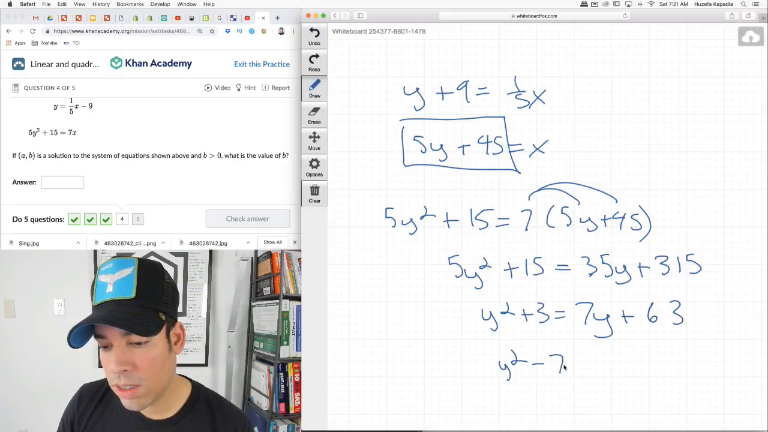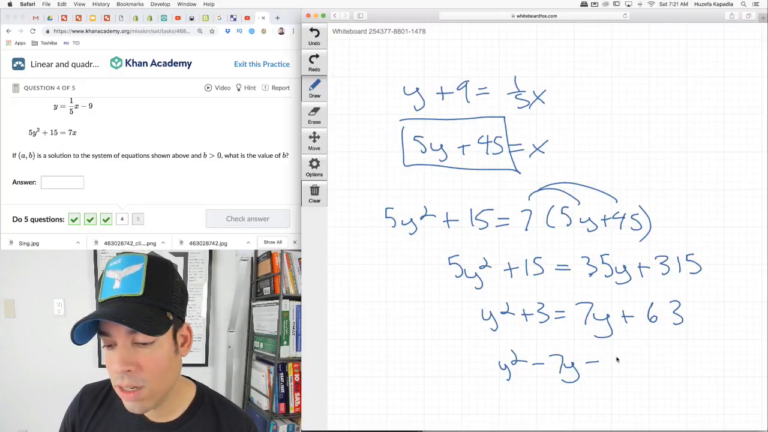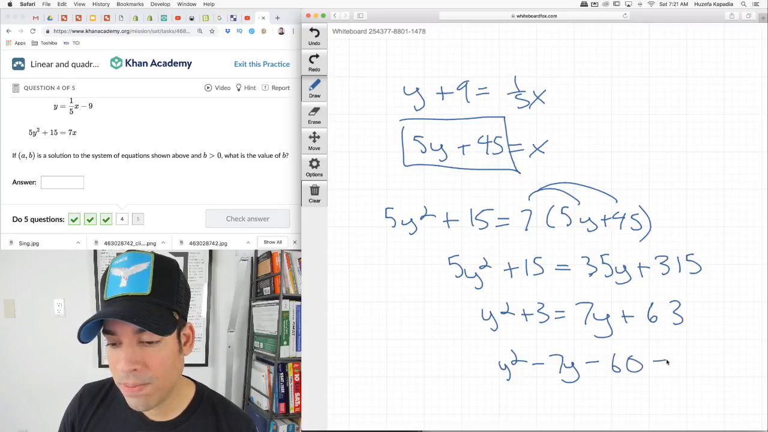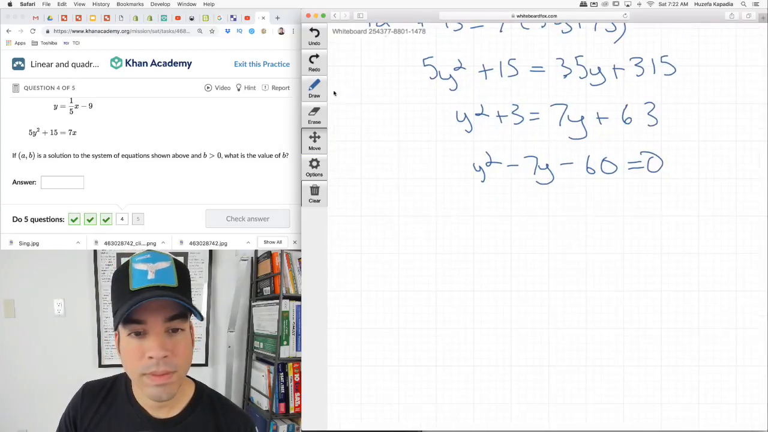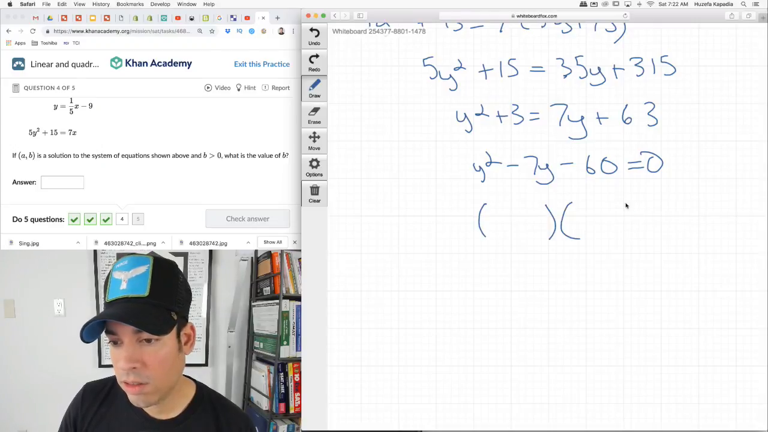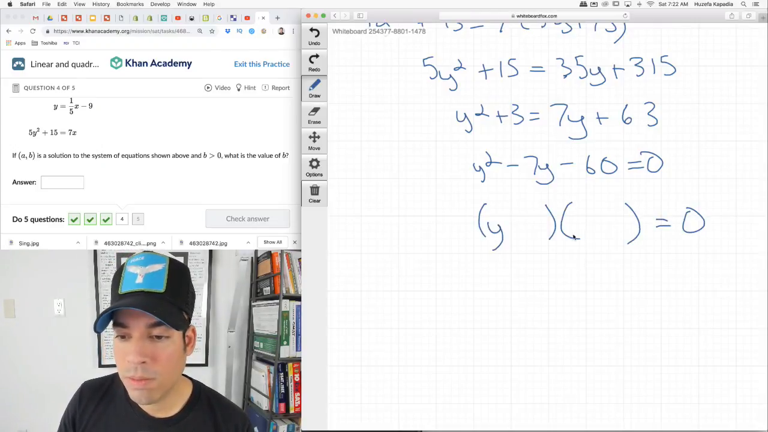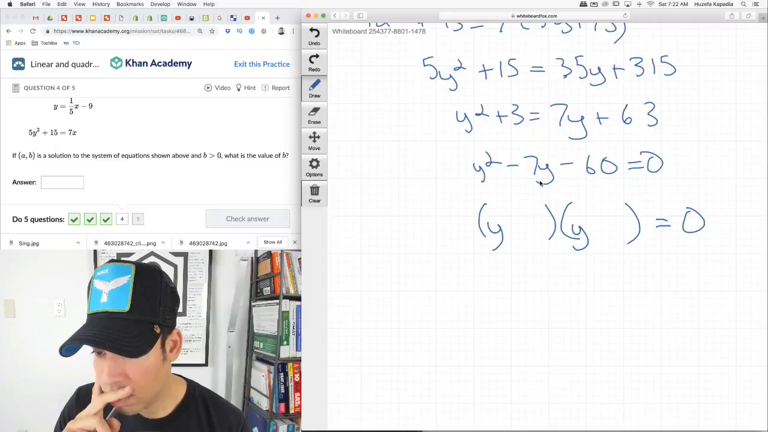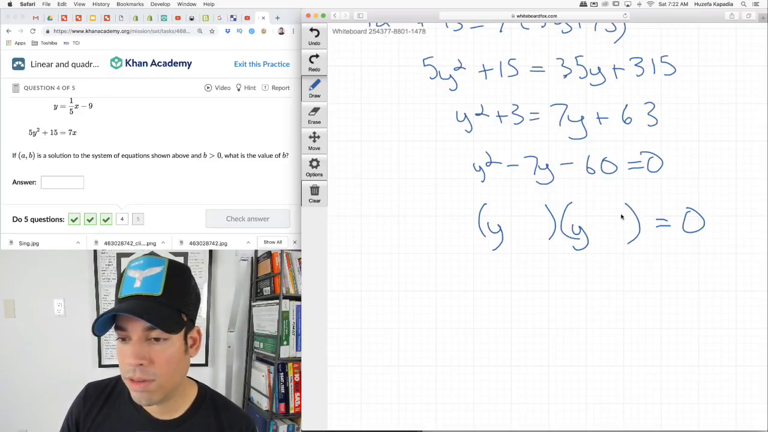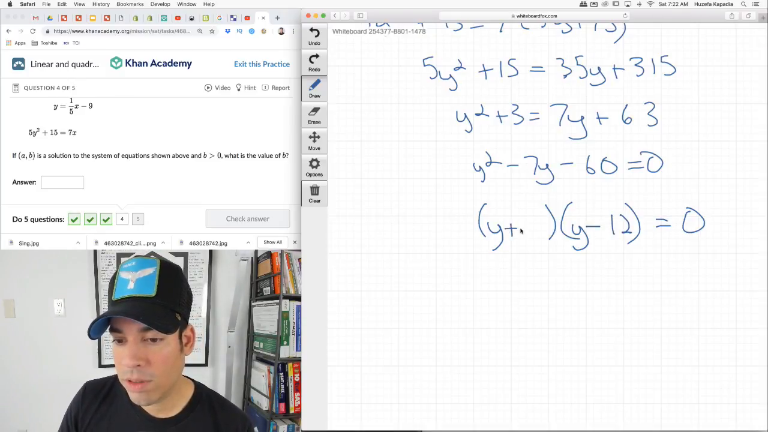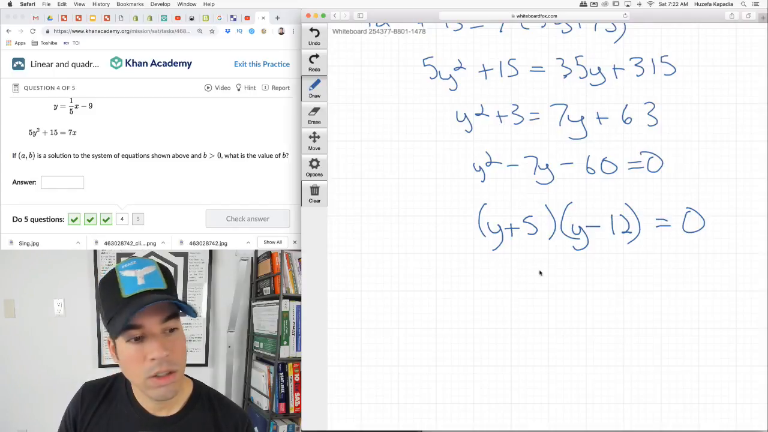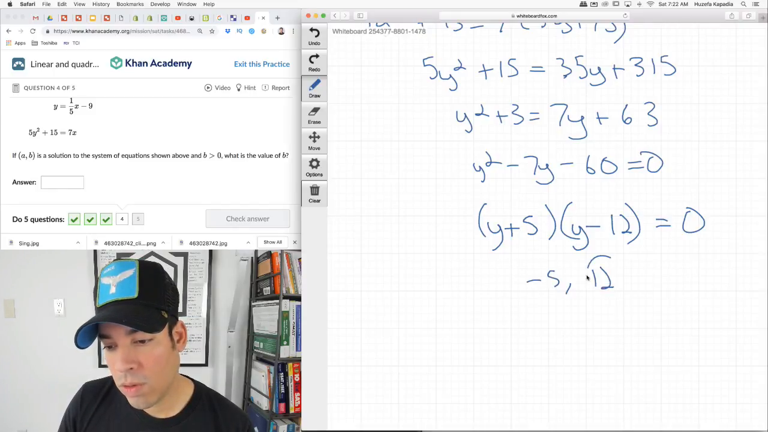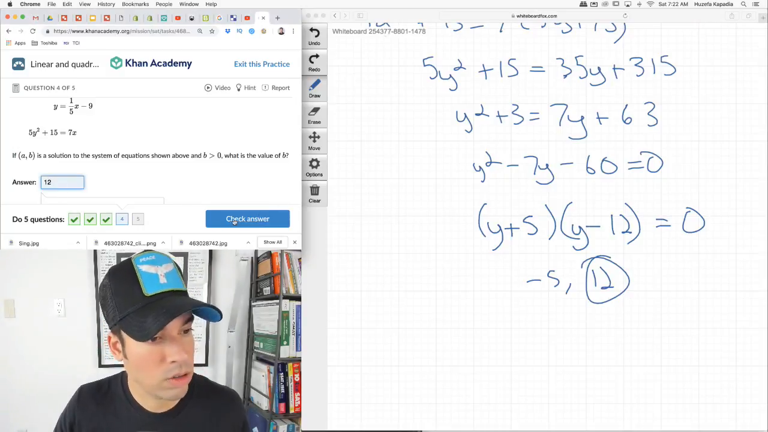So y squared minus 7y, subtract 63 minus 3, basically, or negative 63 plus 3 is negative 60 equals 0. Okay, let's factor. We need what multiplies to negative 60 and adds to negative 7. 20 and 3, 15 and 4, 12 and 5. Negative 12 and positive 5. Which means that the two values are negative 5 and positive 12. And boom, 12 is the positive one. That's all we're looking for.